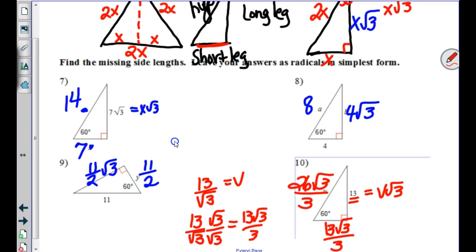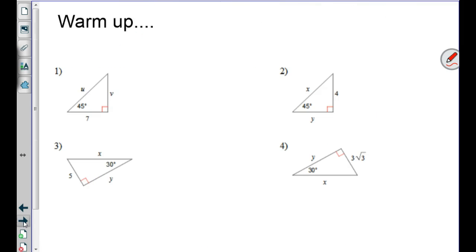Okay, find 2 or 3 30, 60, 90s on the back and see if you can do them. Check your answers at the bottom. See if there's an ugly one you need me to talk about.